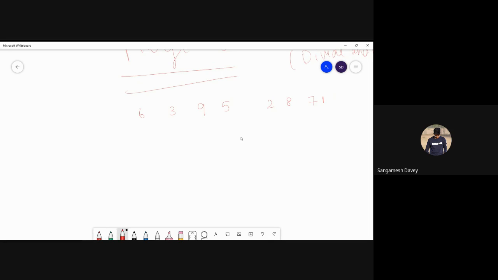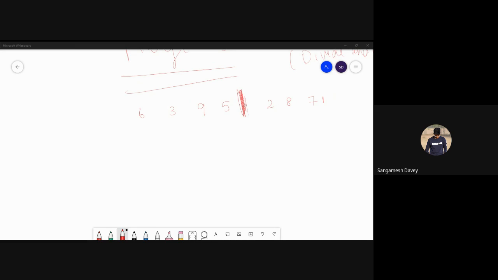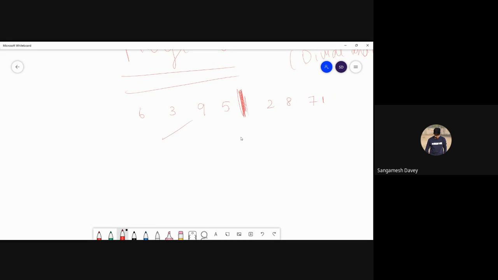Okay, I need to find where the middle of the array is. So there are 8 elements. Obviously, this is the middle, correct? So first you divide them. Right now I have 6, 3, 9, 5. You take these equals separately: 2, 8, 7, 1. Okay. After this, the middle is obviously again here. What does this become? I divide this further.